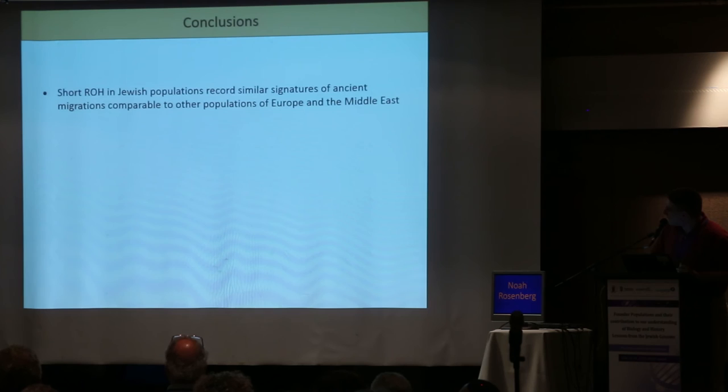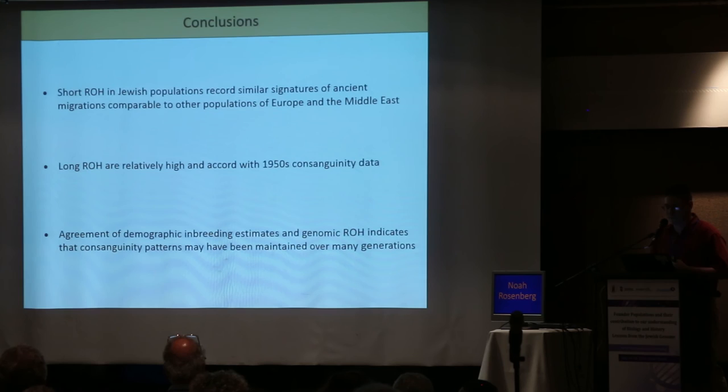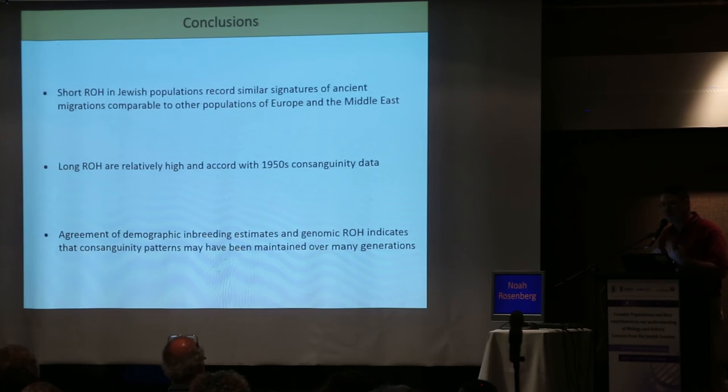So to summarize, I told you about short runs of homozygosity and how they're comparable in Jewish populations to other populations of the Middle East and Europe. They record similar signatures of ancient migrations, reflecting similar ancient migration history to other European and Middle Eastern populations. Whereas longer runs of homozygosity are relatively high in Jewish populations and have a remarkable accord with data collected on consanguinity in the 1950s. And I think this means that the agreement between the demographic inbreeding and genomic estimates of runs of homozygosity suggests that those patterns of consanguinity, at least the relative levels of consanguinity across populations, may have been maintained over many generations prior to the gathering of the data.